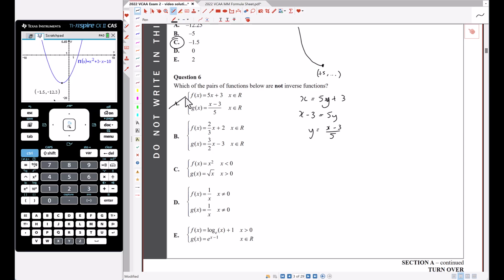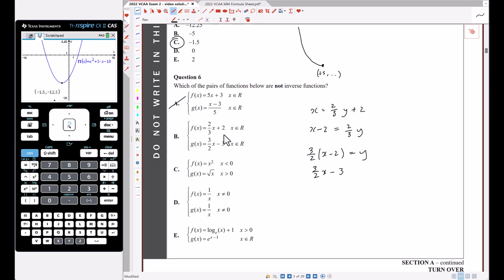They are inverse functions. If we have a think about B, again, swapping x and y, so x equals 2/3 y plus 2, so taking away 2, and dividing by 2/3, which is multiplying by 3 on 2. So it's going to be 3 on 2 x minus 3. So the rules definitely work.